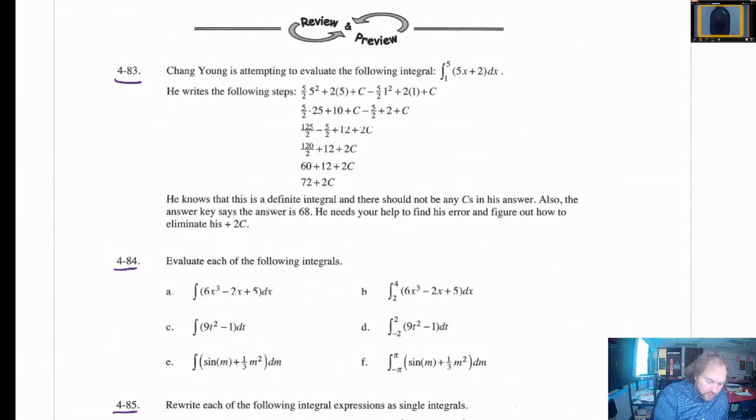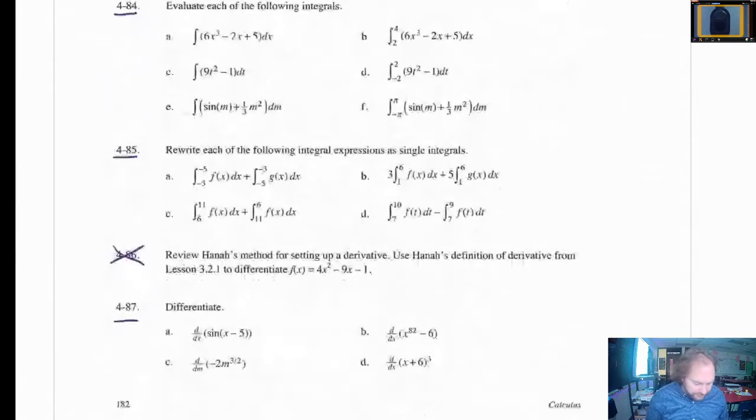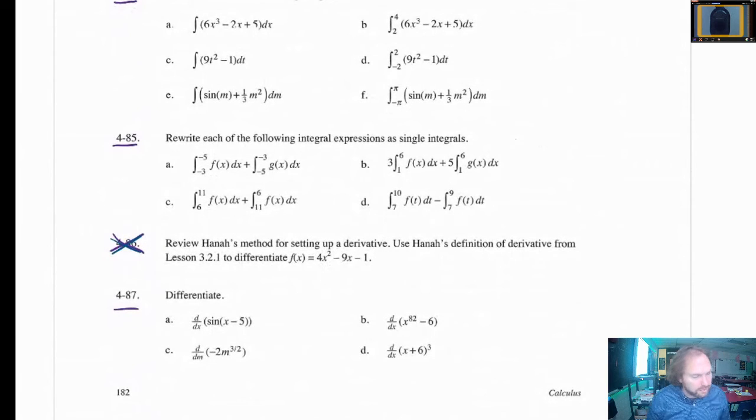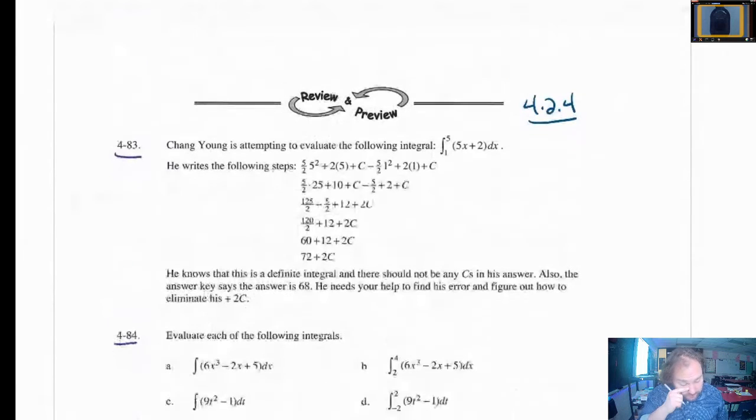This is 4.2.4, continuing our adventure through the fundamental theorem of calculus. We are going to be doing all of the problems in this section except for 486, which we are going to skip. So let's go ahead for 483. This is a pretty straightforward assignment. We're in a really practice-y mode right now with all of this evaluating integrals stuff, so it's going to be a really practice-y kind of day.